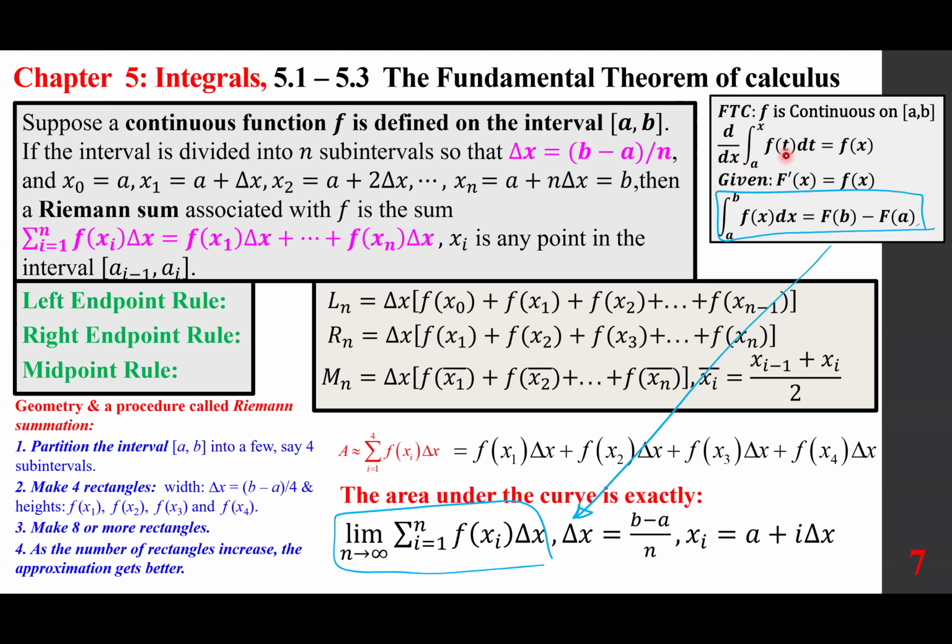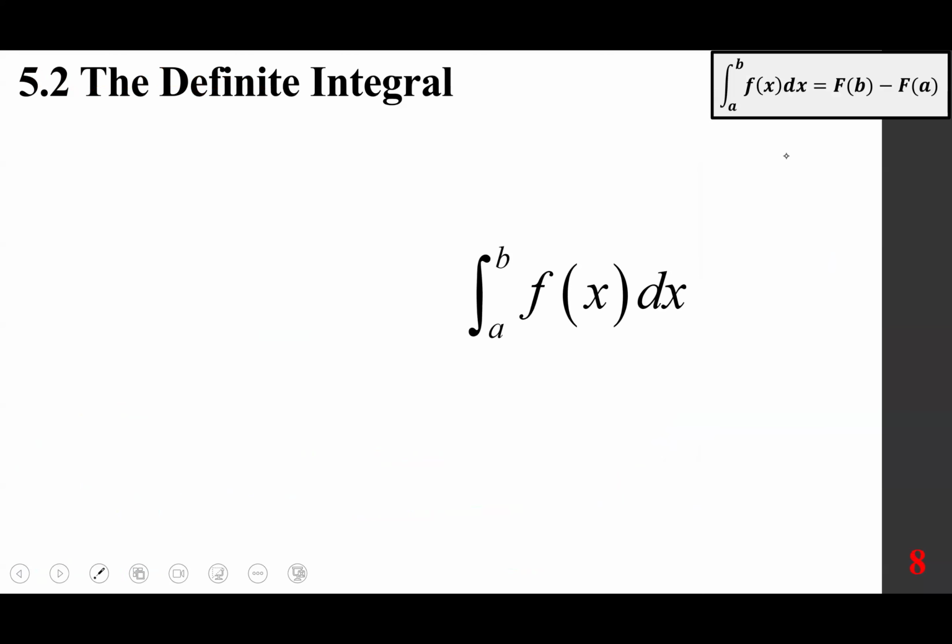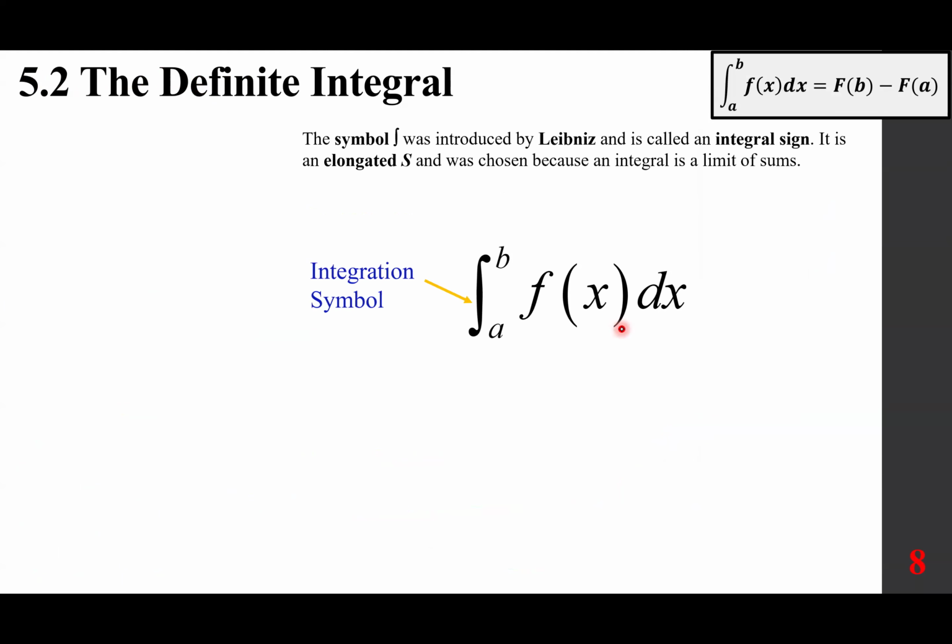To make some sense out of what we just said, let's look at this. The integral from a to b of f of x dx. This is the integration symbol. The symbol was introduced by Leibniz and is called an integral sign. It is an elongated S and was chosen because an integral is a limit of sums.